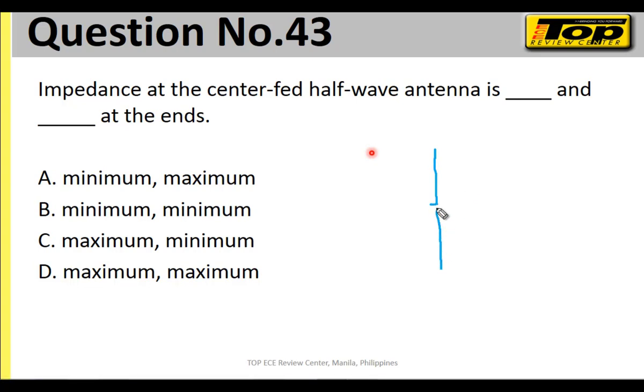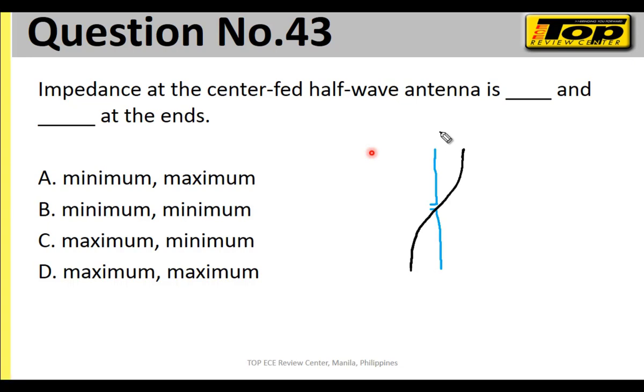Ang sabi natin sa half-wave antenna, what will be the impedance at the center and what will be the impedance at the ends? So, sa ends nito, ano ang voltage niya? Ang voltage niya ay maximum. I mean, ang impedance. Ang impedance niya ay maximum at ang impedance sa center naman ay at minimum.